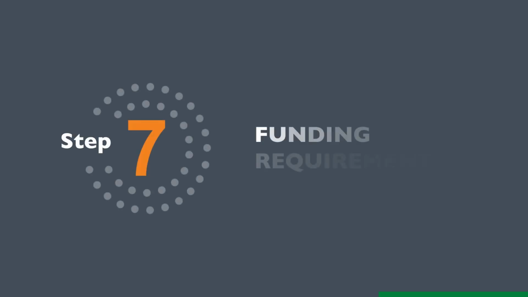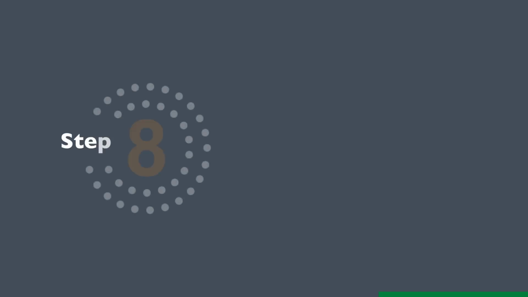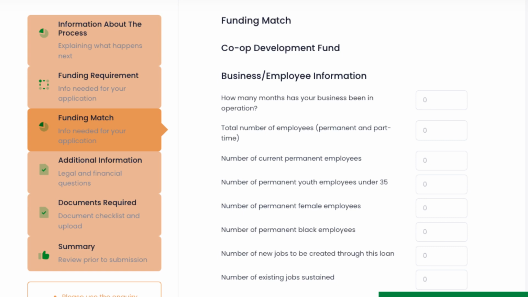Step 7. Funding Requirement. In this step, you're required to provide information such as the loan amount and the reason for the financing, among others. Click on Next when you're done. Step 8. Funding Match. This step determines which sefa program or sub-program is a match according to the entity, loan amount, reason for finance selected, etc. Click on Next when you're done.